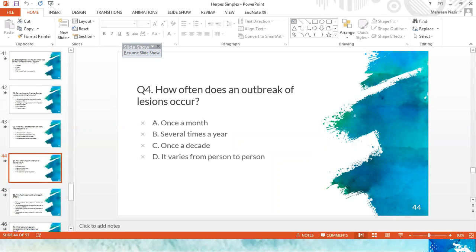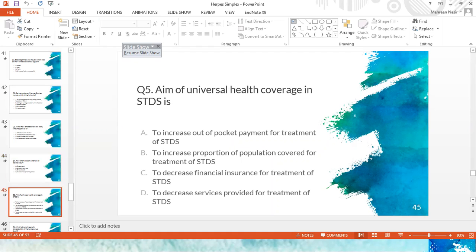How often does an outbreak of lesion occur? The correct answer is D. It varies from person to person. It depends upon the immunocompromised state or stress factors, sunlight exposure, and infections.